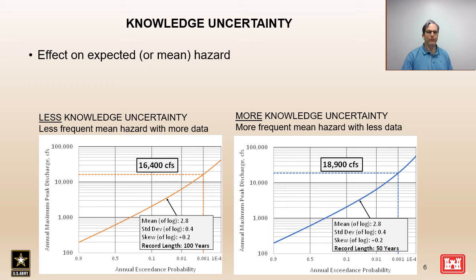So in the plot on the left, we have a longer record length of 100 years that results in a less frequent mean hazard curve. In the plot on the right, we have the same computed parameters, but a different mean hazard curve because of the shorter record length of only 50 years, making the mean hazard more frequent.